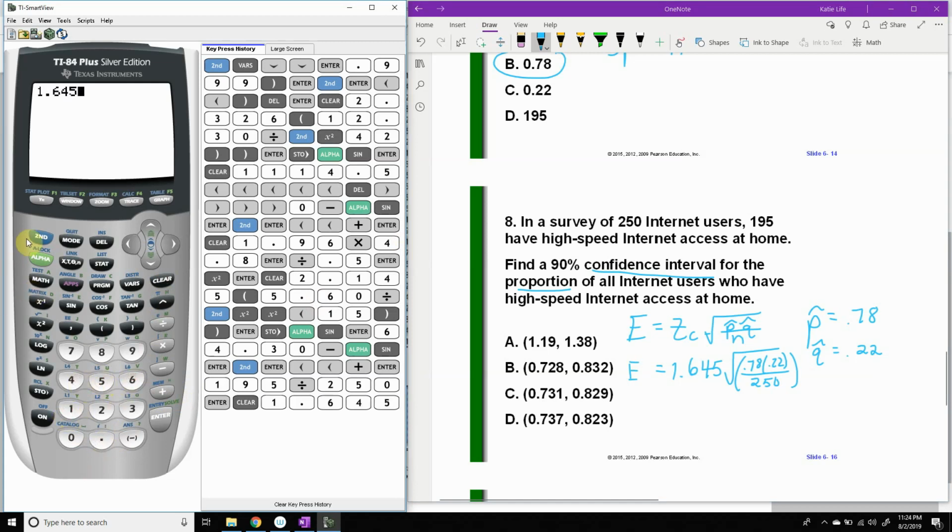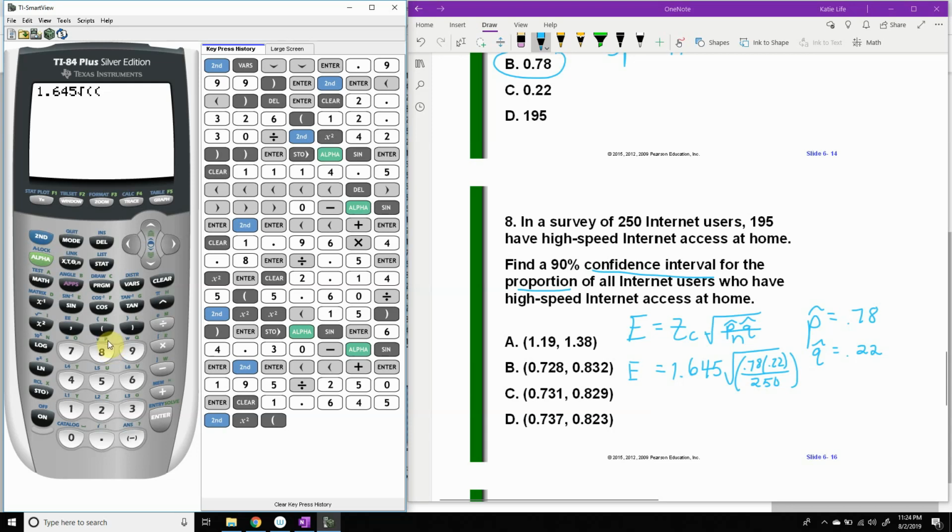1.645 and then open the square root symbol and then open another set of parentheses because I want to keep the p hat times q hat in the numerator. So if I use grouping symbols around that before I use my division symbol, that's going to ensure that that product is staying in the numerator, and then I'm going to use another parenthesis to close the entire ratio, keep it under the square root.